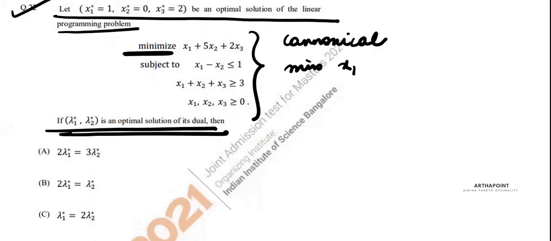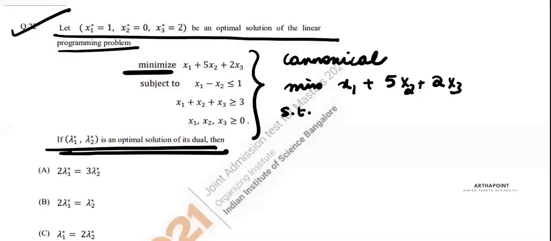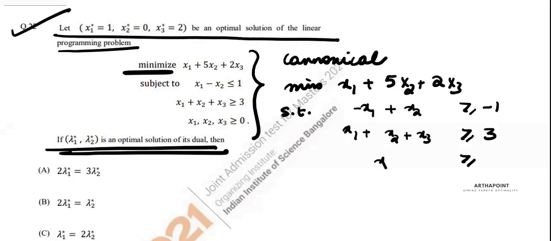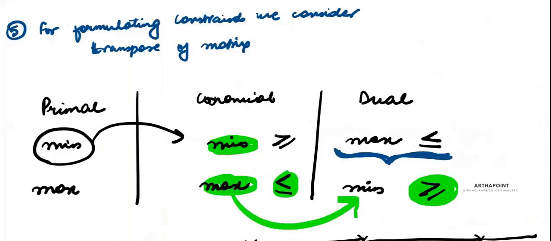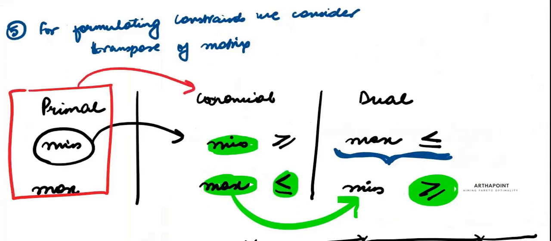So min will remain min. So min of x1 plus 5 x2 plus 2 x3. And because I am converting this to a canonical format, we know that using the canonical format, we can always change the signs. So I will go ahead and say subject to all greater than signs. And because I'm changing the sign, it will become minus x1 plus x2 greater than or equal to minus 1, x1 plus x2 plus x3 greater than or equal to 3, and x1, x2, x3 greater than or equal to 0. So this is what I have done. I have converted from my primal to my canonical form, ensuring that if it is a min function, I have the greater than or equal to sign intact.